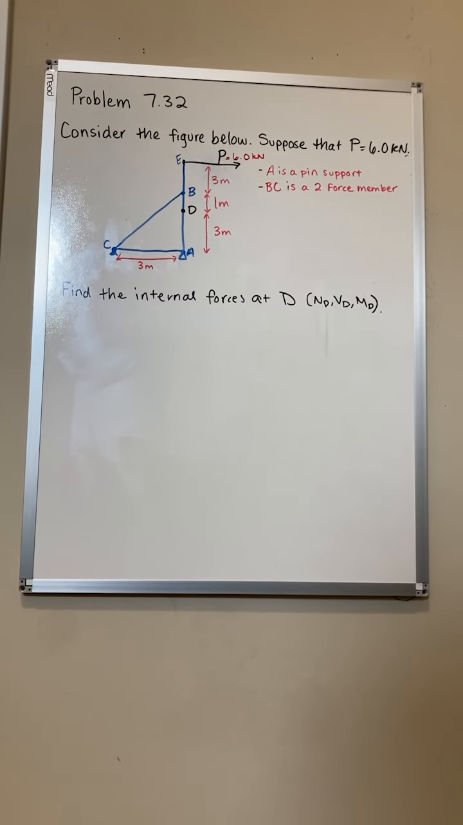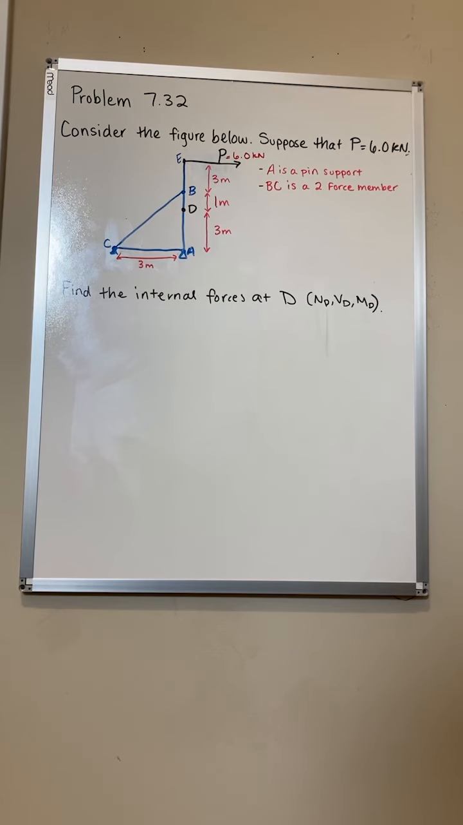All right, for my Module 7 discussion, I chose problem 7.32 out of our Mastering Engineering homework, which I think is from Module 6. And the problem reads, consider the figure below. Suppose that P is equal to a force of 6.0 kilonewtons. Find the internal forces at D, including the normal force, shear force, and moment about D.